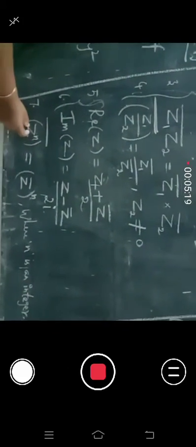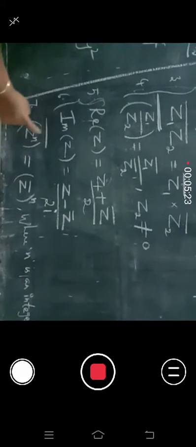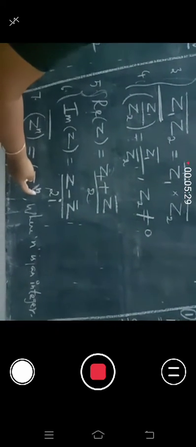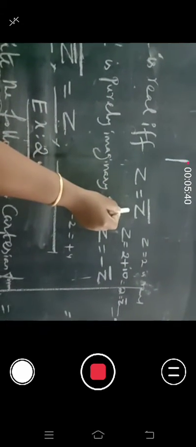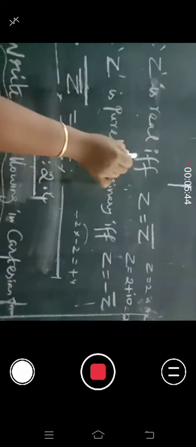n is an integer. See, one complex number to the power n, the whole conjugate can be written as z bar the whole power n. We can interchange bar and n. Z bar the whole power n, where n is an integer. Next, eighth property. Z is real if and only if z equal to z bar. See, z is real if and only if z is equal to z bar.